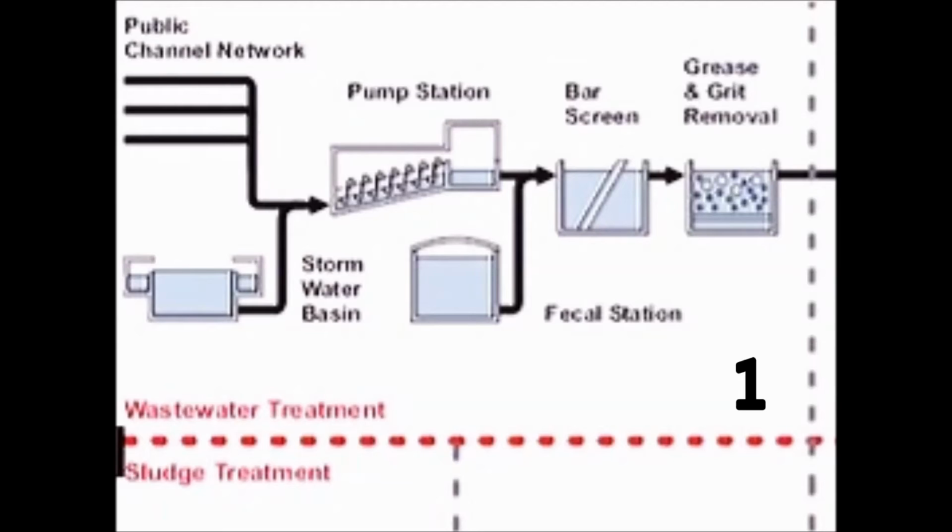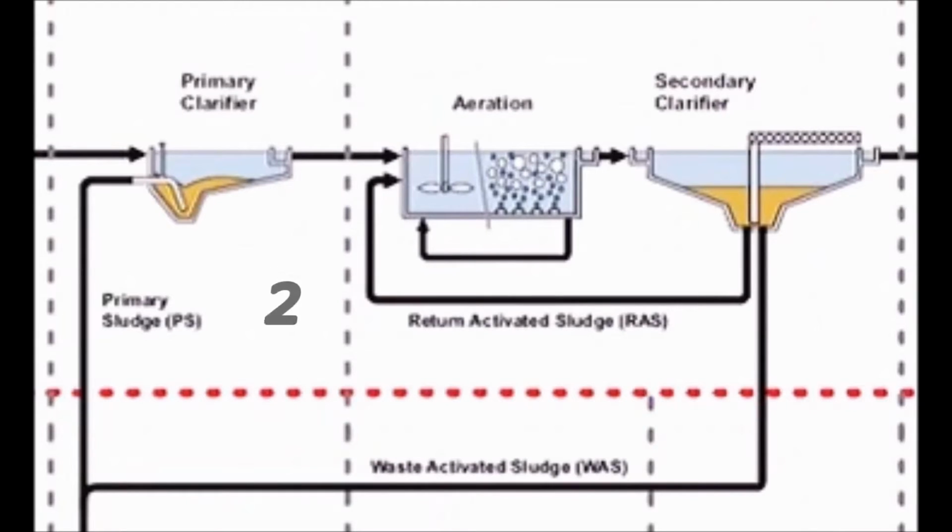The bar screen will filter all the large elements from the water, and the grit and grease remover utilizes gravitational force for the foreign particles to form grease balls, which are later removed by the scum remover. The second part is the primary treatment, where a large tank with a rotating stand called the primary clarifier is used to assist the smaller particles to undergo the sedimentation process.